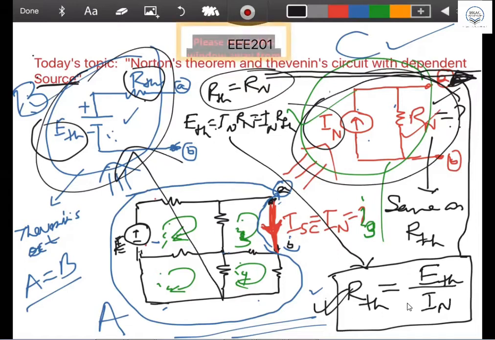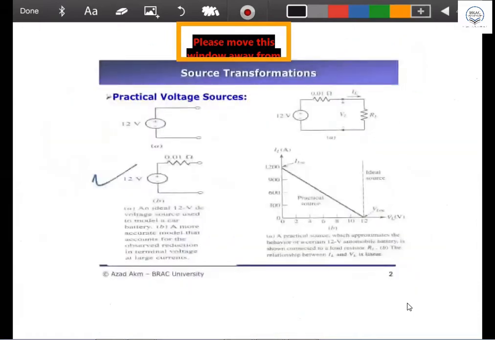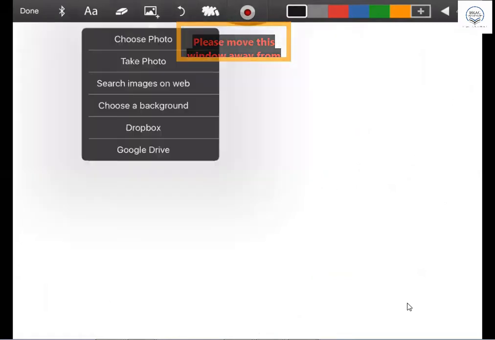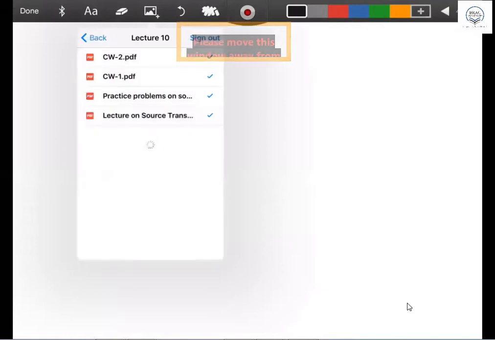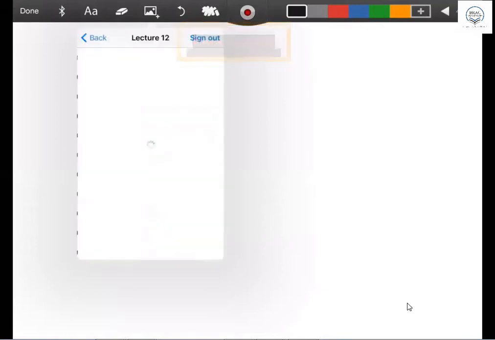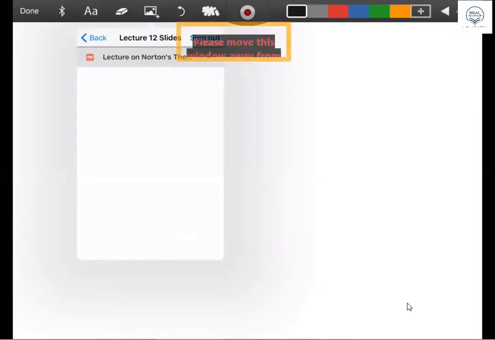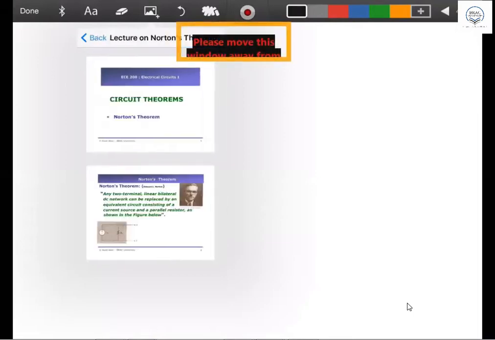Today we are going to see the same fashion. We are going to see how this complex circuit can be converted, or determined, into a Norton equivalent circuit. So we are going to see this today. Now let's go to lecture 12. I think it's already uploaded for students.